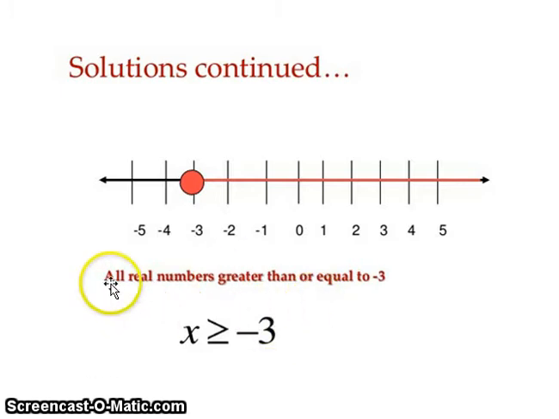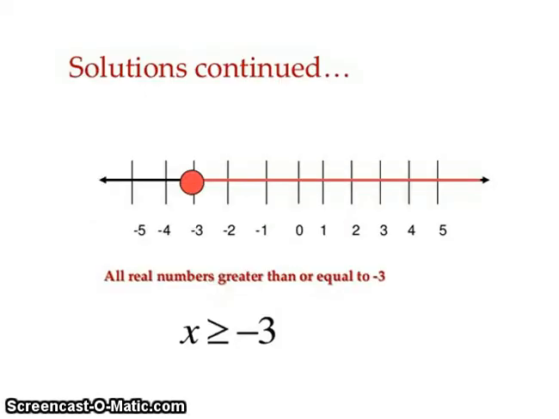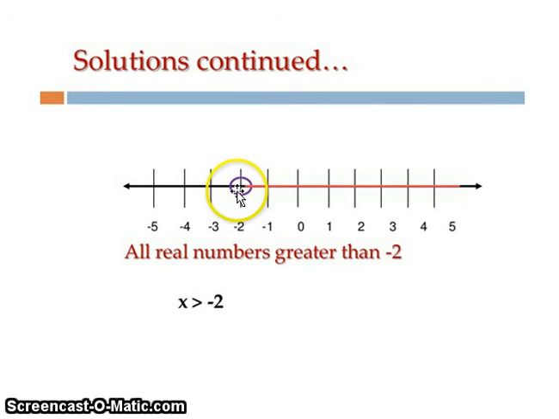This one looks correct. So all real numbers in this case, x is greater than or equal to negative 3, so we would shade in the negative 3 and then point our arrow to the right because it's greater than. Okay, so just to sum all that up, we use shading when it is less than or equal to, for example. Okay, and if it's just greater than or less than, we would leave the dot open, like in this example.